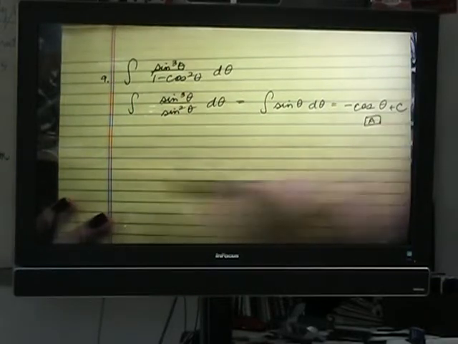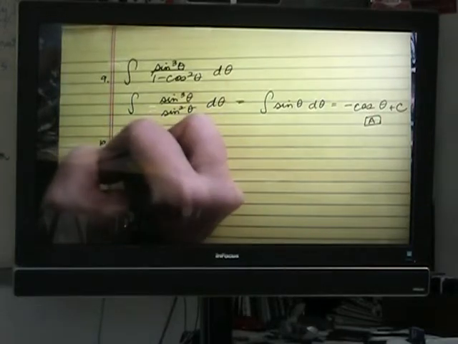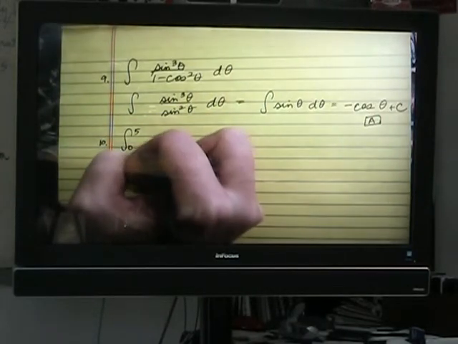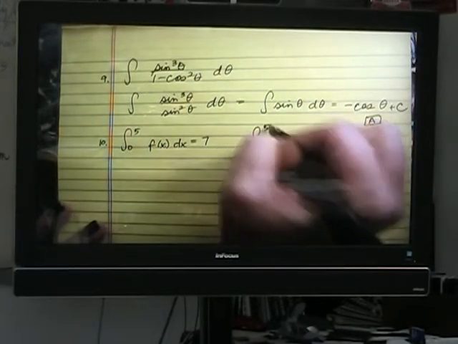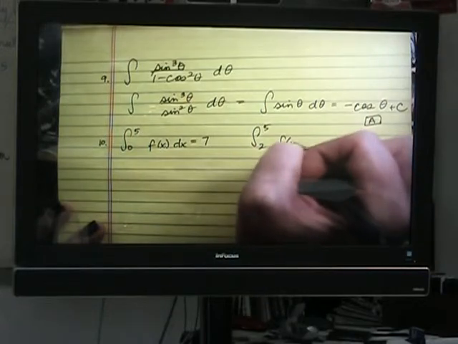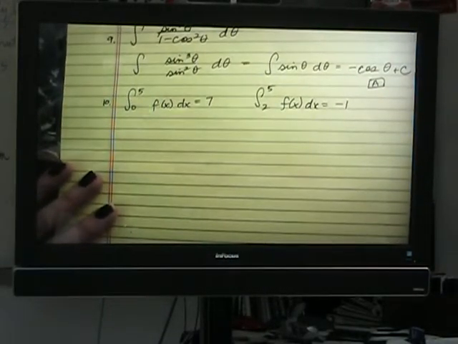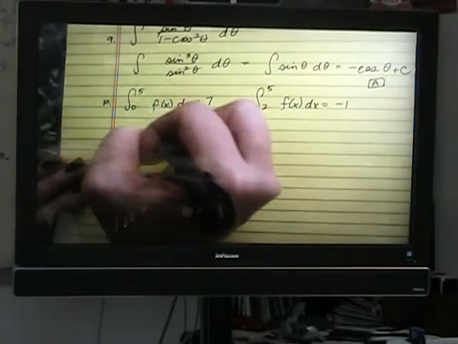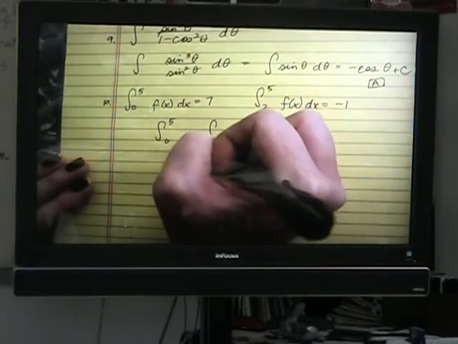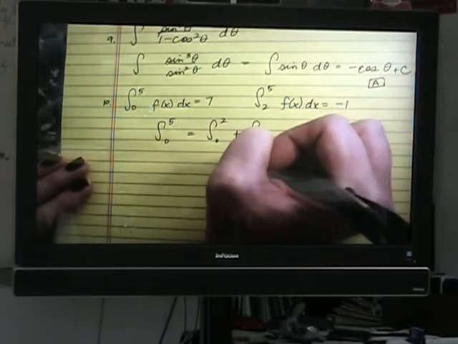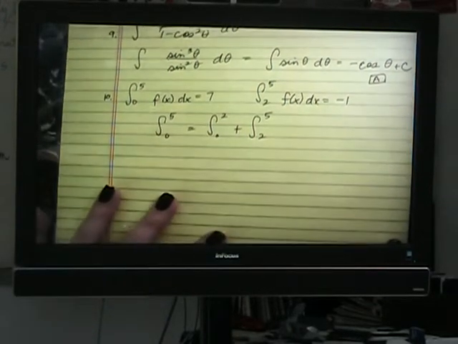All right, number 10. The integral from 0 to 5 of f of x dx equals 7, and the integral from 2 to 5 of f of x dx is negative 1. If you missed number 10, I want you to write down that the integral from 0 to 5 has to equal the integral from 0 to 2 plus the integral from 2 to 5. We have to use that property of integrals.